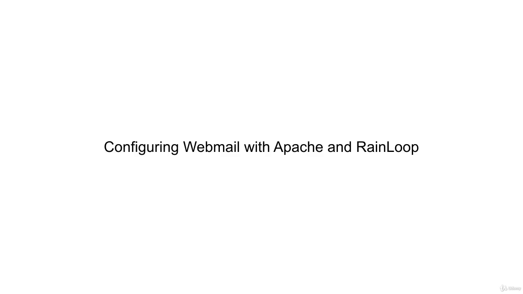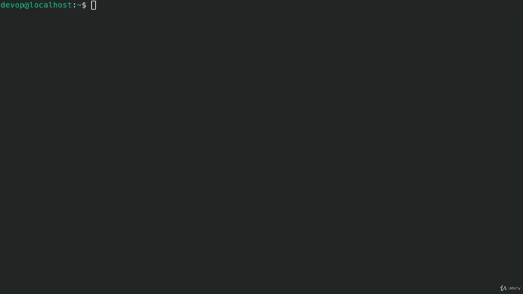We will also need to install RainLoop, an application that will run on our web server. RainLoop will connect to our Dovecot and Postfix services and show us a web-based user interface for checking our emails and sending new ones. So let's get started. Let's start by installing Apache web server.